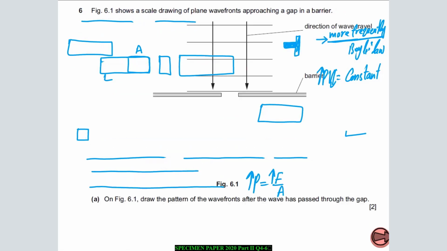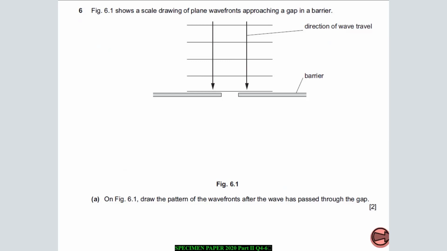Next is question 6. Question 6 is also a kind of typical question at IGCSE level.